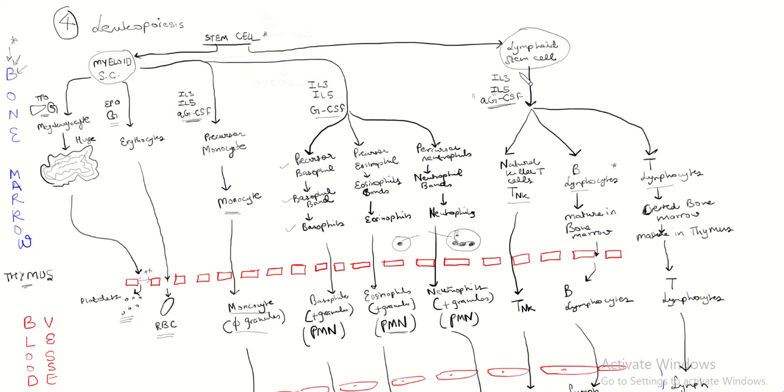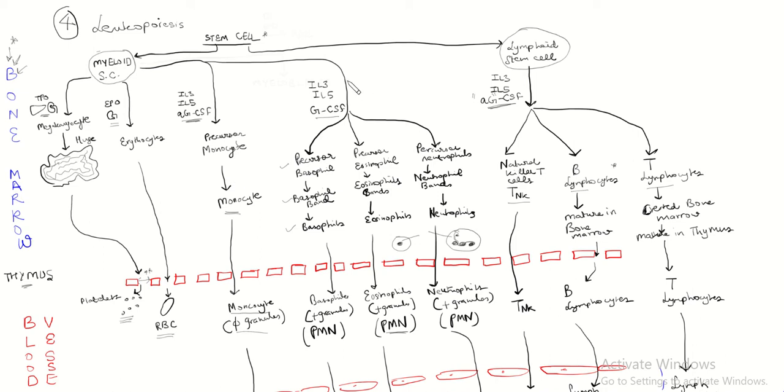Okay. So we talked a little bit about myeloid. The myeloid cell line gives us platelets through megakaryocytes, gives us red blood cells through erythrocytes, and gives us monocytes, macrophages, and dendritic cells, all of which do not have granules. Okay.